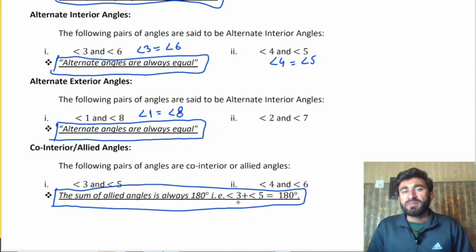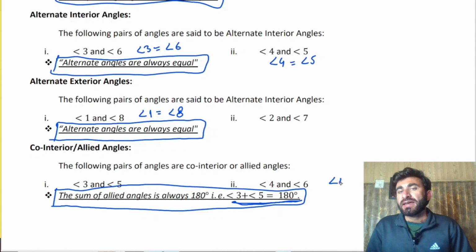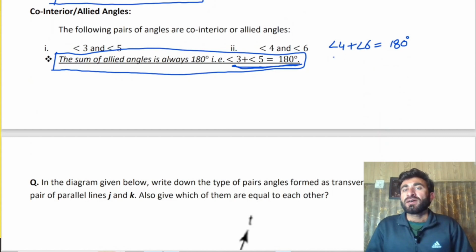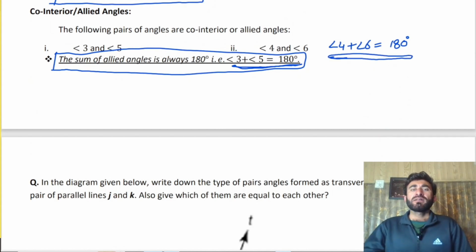Just like I have mentioned, angle number 3 plus angle number 5 will be 180. And in the same manner, angle number 4 plus angle number 6 will also add up to 180, because both are co-interior or allied angles. Okay, this was the concept of the transversal.